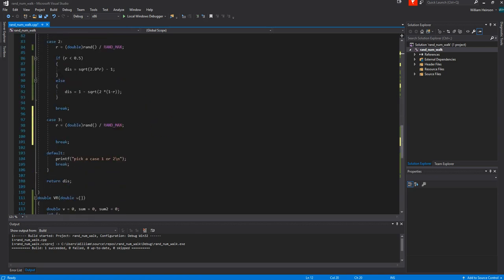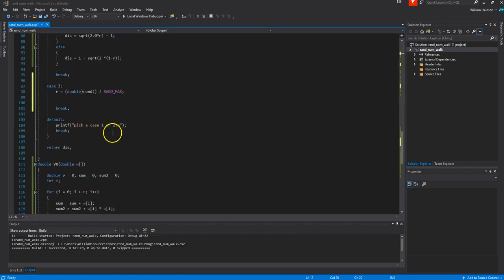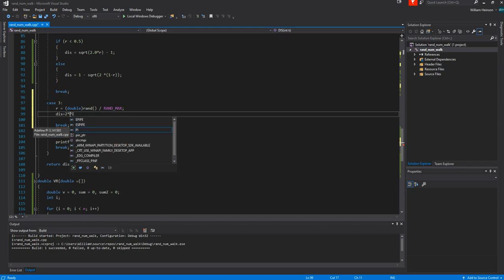Okay, case 3, and then you just do 2 pi r. Right, 2 pi r. So distance equals 2 times pi times r.